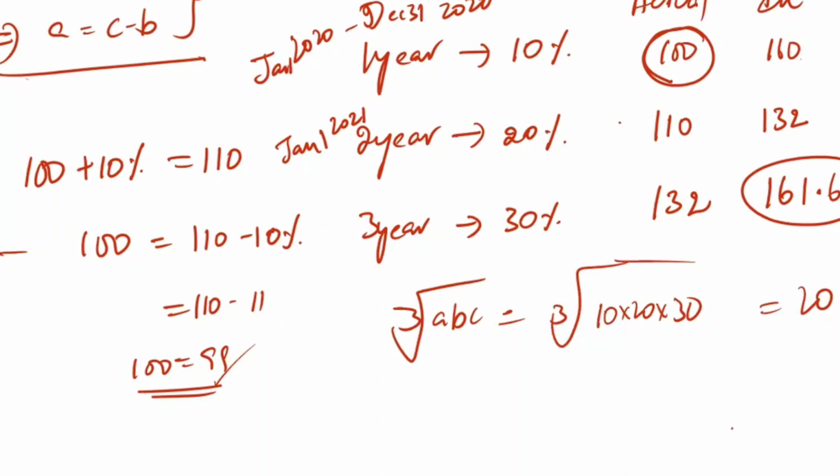Right? If you want, you can check after the class. Square root of 600. 600 only. Yeah? Cube root of 6,000. Sorry, cube root of 6,000. Cube root of 6,000 is 20.8 approximately.